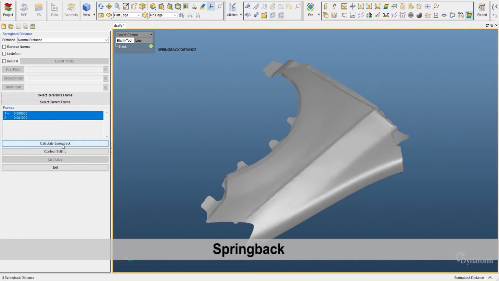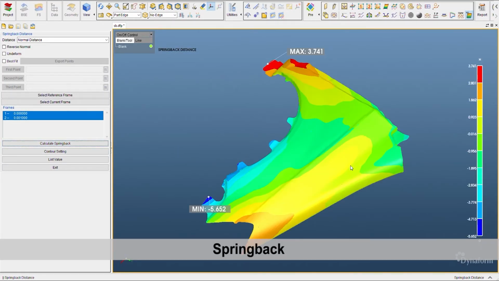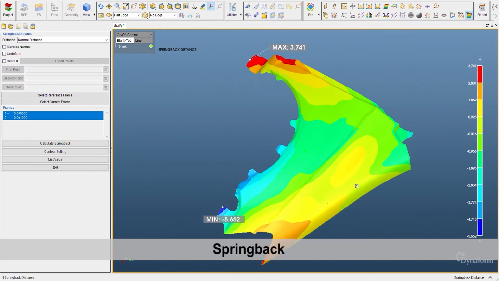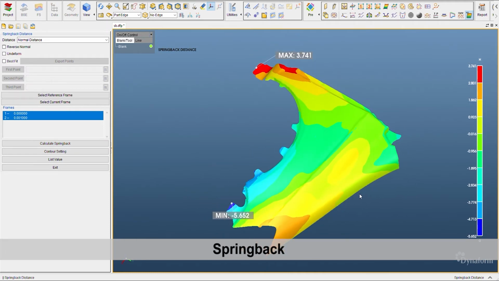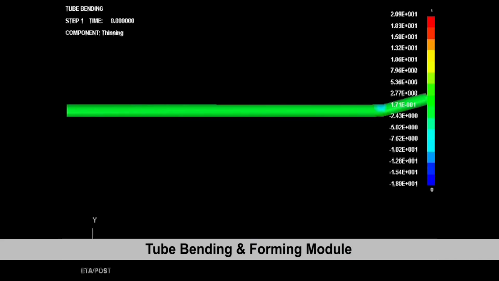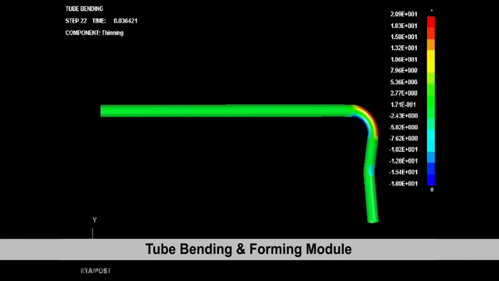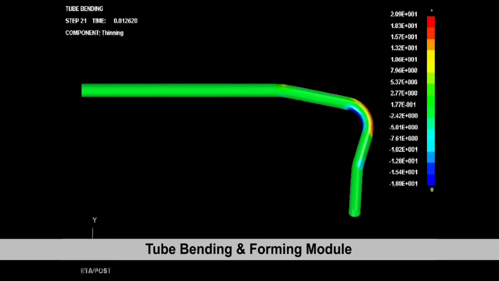The springback is also calculated to conduct the subsequent die face compensation, using the automatic or manual approach. CNC tube bending simulation can be easily conducted by using the tube bending and forming module.